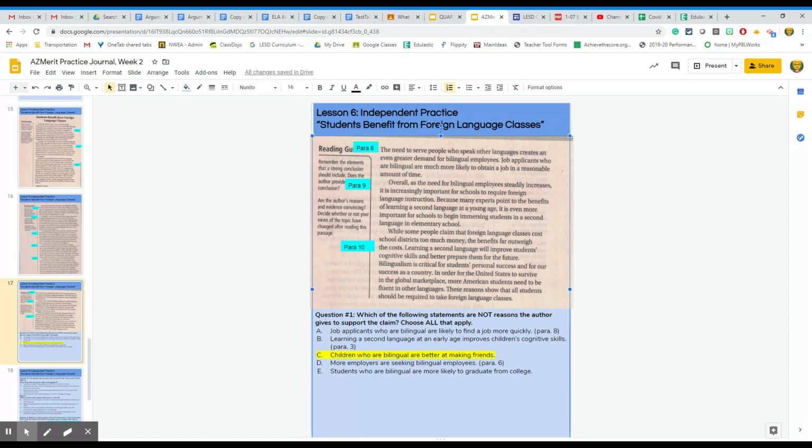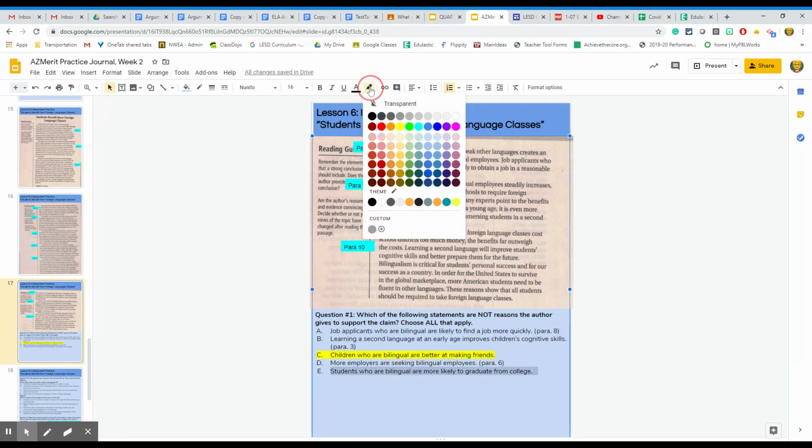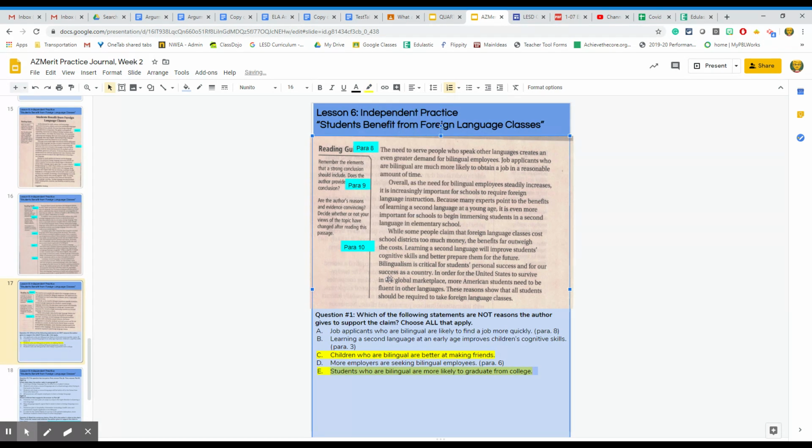Okay, last reason, E. Students who are bilingual are more likely to graduate from college. It never mentions this in the text either. So C and E both don't get mentioned. So C and E are statements that the author does not use to support their claim.